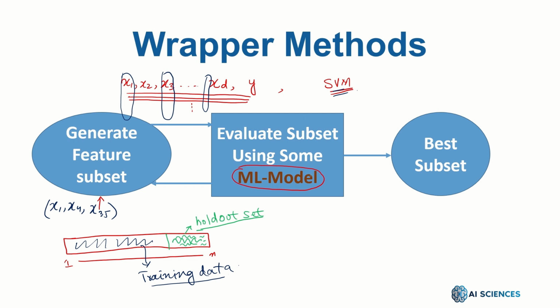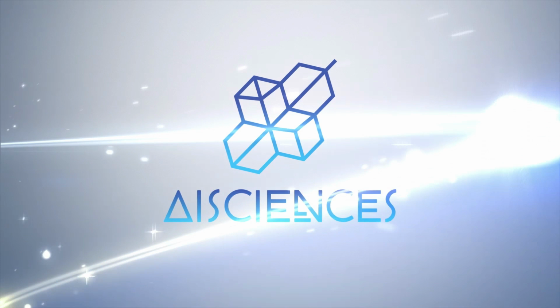After training the model, you pick the holdout set and test the performance of your model on this holdout set, which was not used in the training process. If on this holdout set the performance of the model is great, then the best features are x1, x4, and x35. If the performance of your model is not that great, then you may think that the subset x1, x4, and x35 is not a great subset, and you go back to get another subset. Another subset is given, the model is trained again, and you test the performance of the model on the holdout set. You keep on repeating this process until you get the best subset.